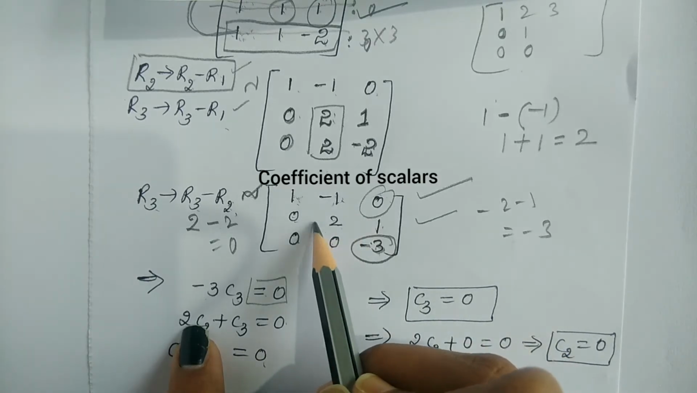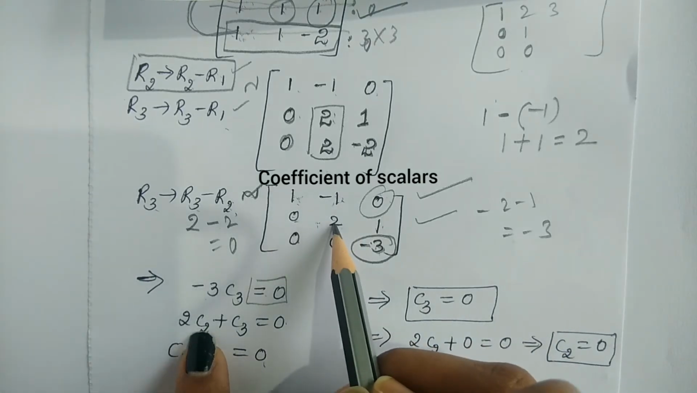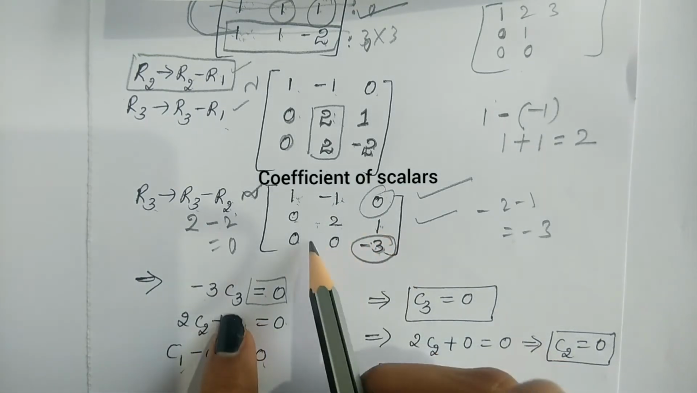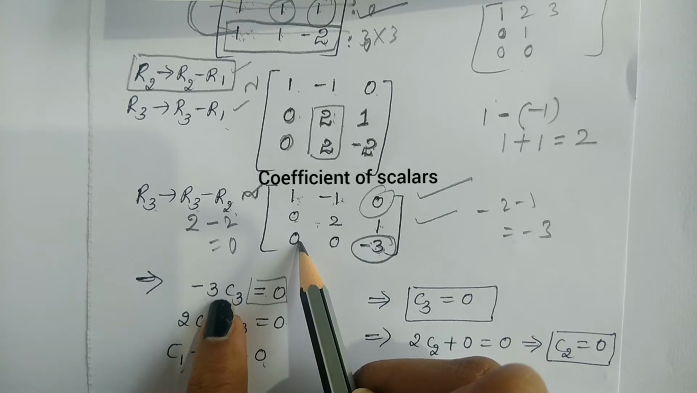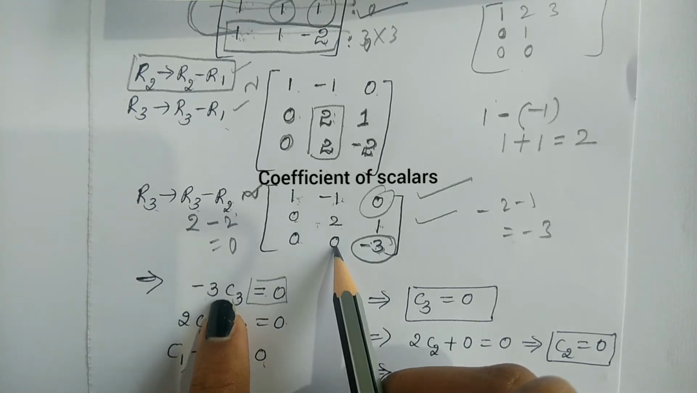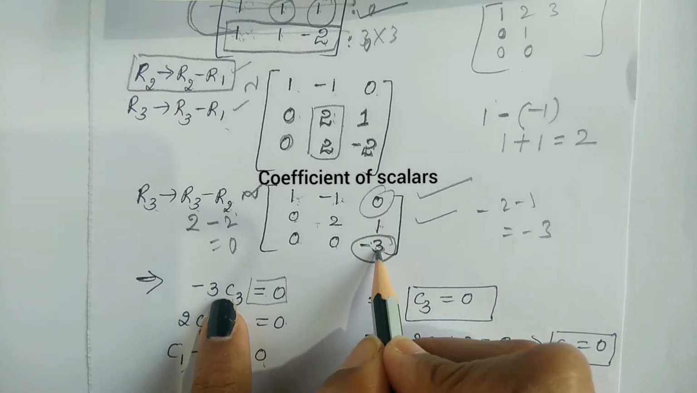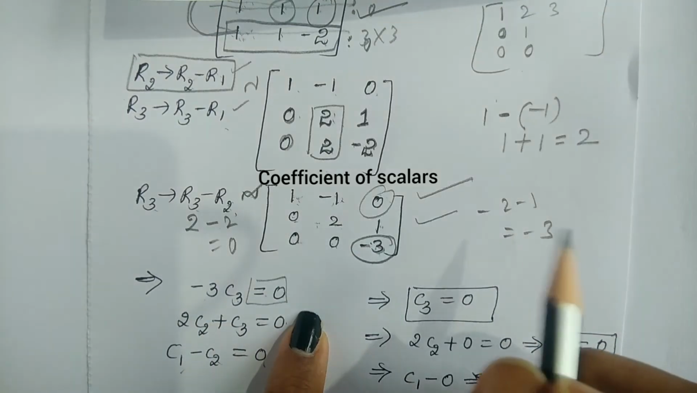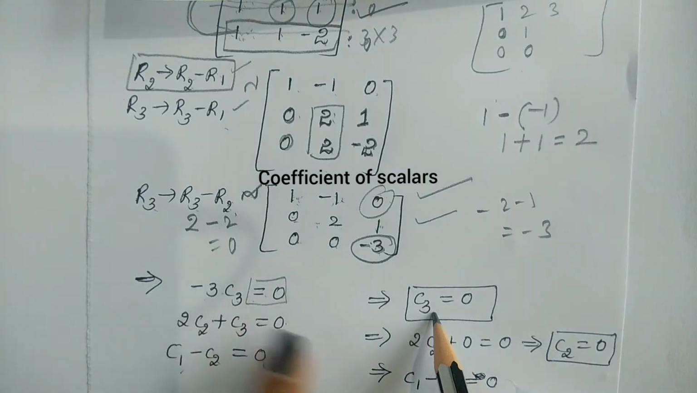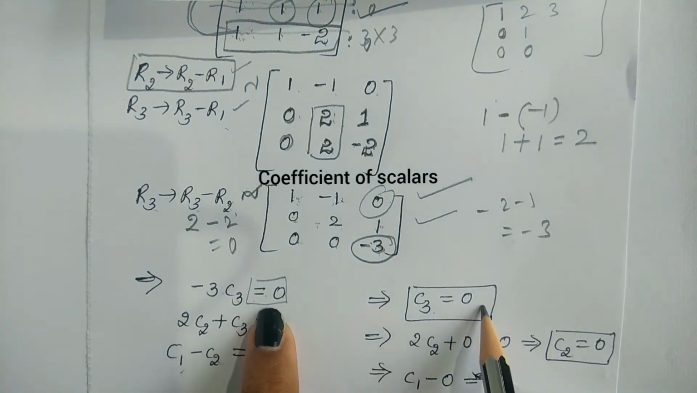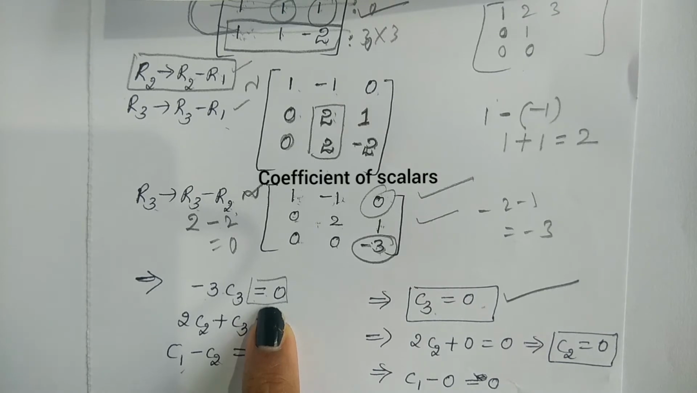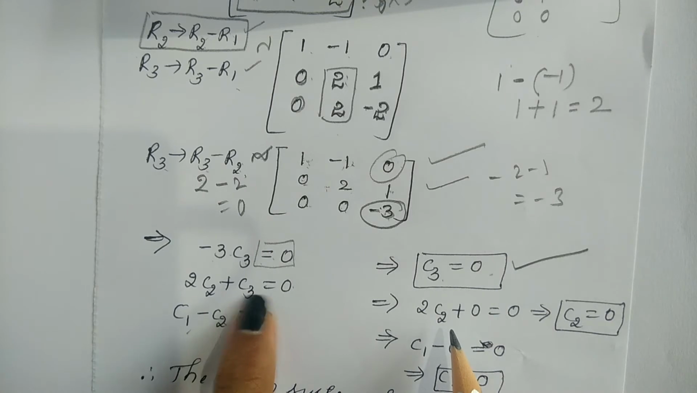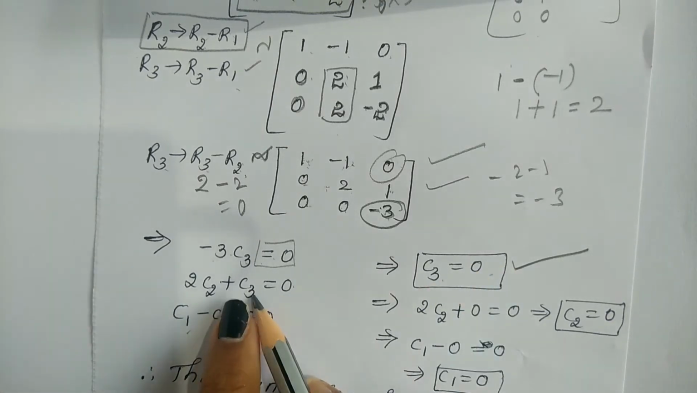Next, from row 2, C1 is absent, so we have 2 into C2 plus 1 into C3, which is equal to 0. Next, from row 3, C1 is also absent, C2 is also 0, so we get only minus 3, the coefficient of C3: minus 3C3 is equal to 0. Minus 3C3 equal to 0 means C3 is equal to 0. Okay, so one scalar is 0. That is over. Next, here we have the equation 2C2 plus C3 equal to 0. Put that C3 in this equation.